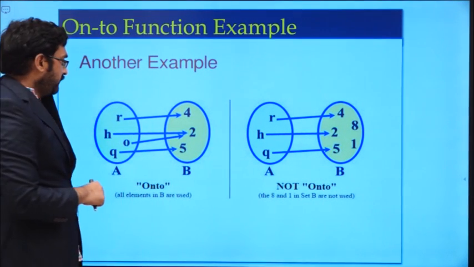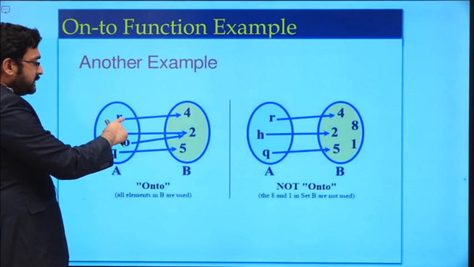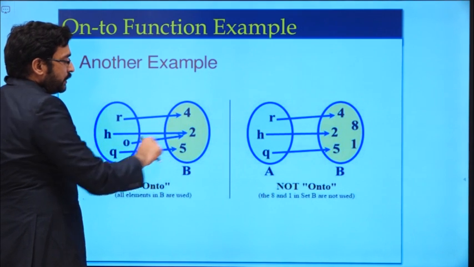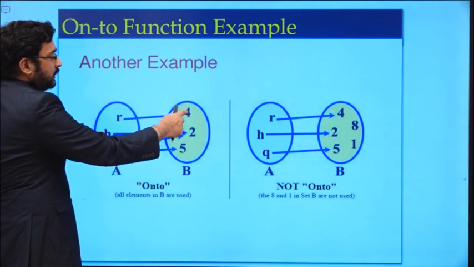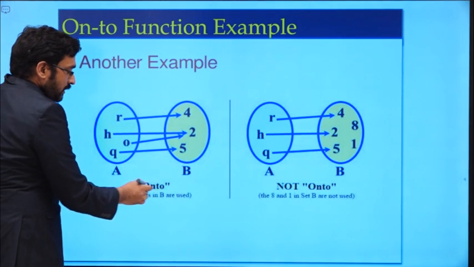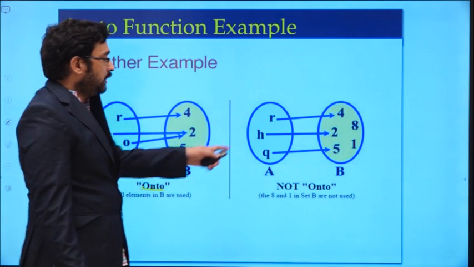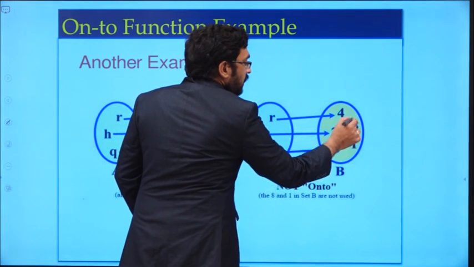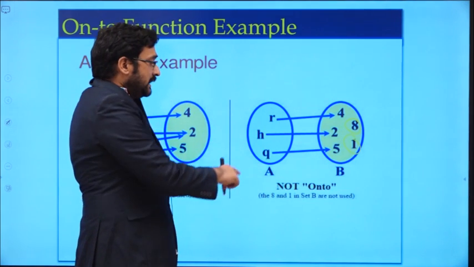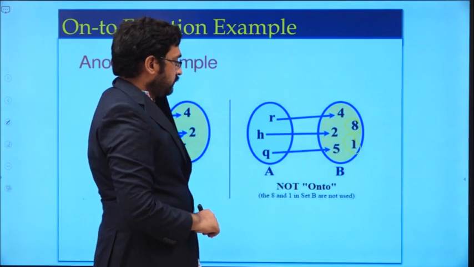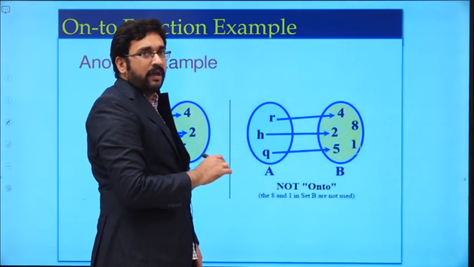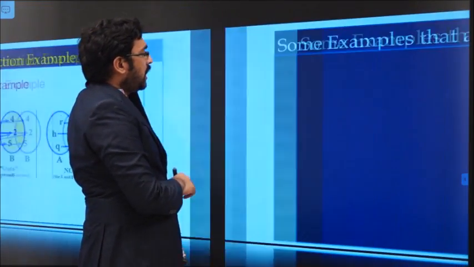Here some more examples are given. Here the domain contains 4 elements R, H, O and Q, and the codomain contains 4, 2 and 5. If you observe, all the elements in the codomain are having mapping from the domain. Hence, this is onto. Observe this, here 8 and 1 are not having mapping from the domain. That's why this is not onto. Even though 4, 2 and 5 are having mapping, 8 and 1 are not having mapping. That's why this is not an onto function.